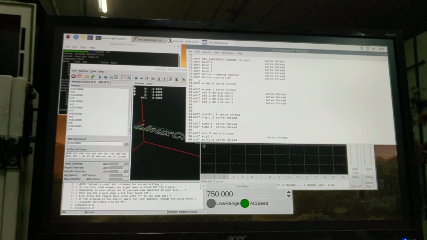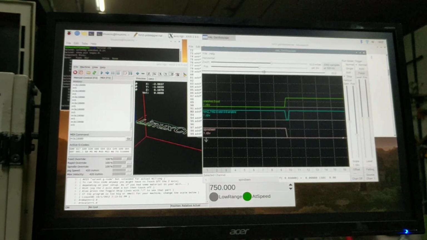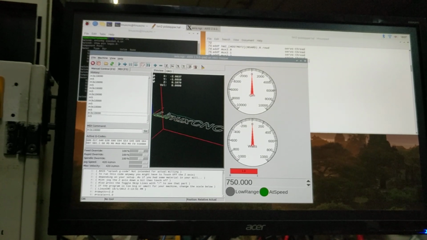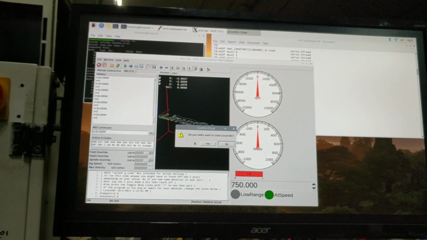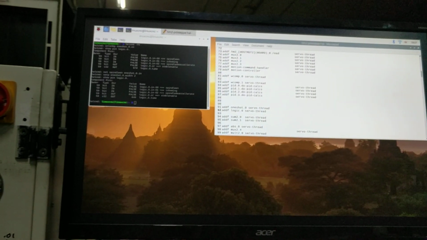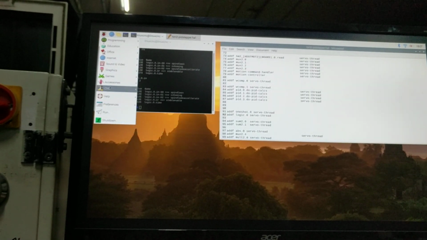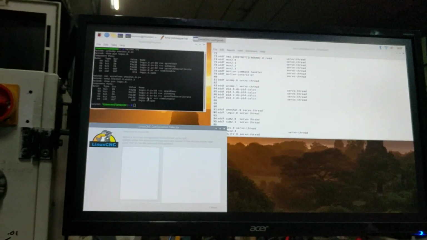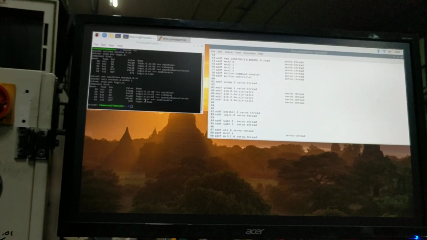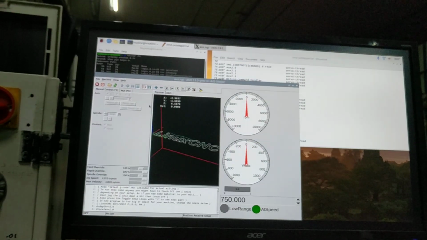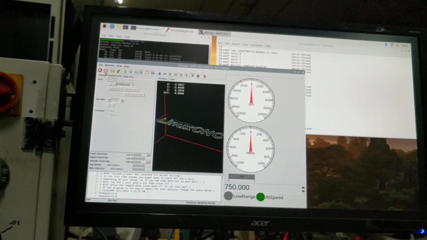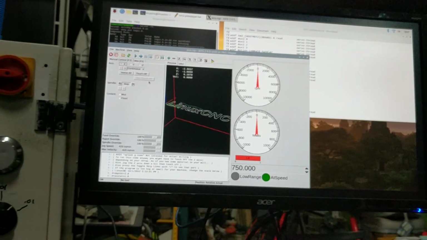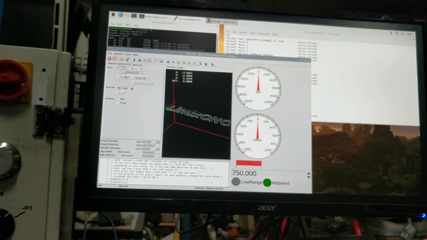Now, if I go back, I'm going to close out and restart LinuxCNC. This is the kind of stuff you want to be conscious of in HAL, that thread orders are important, or function orders are important. I'm going to home this.